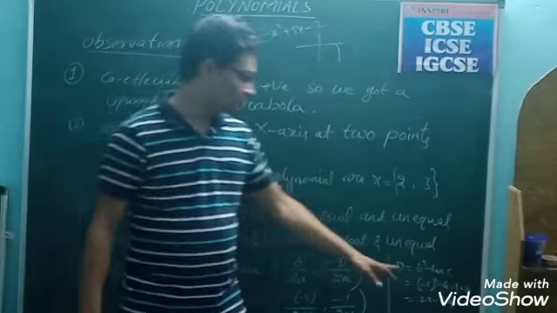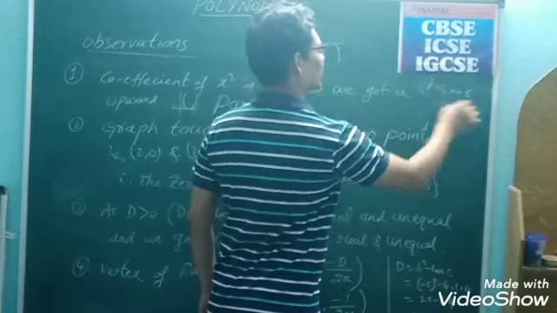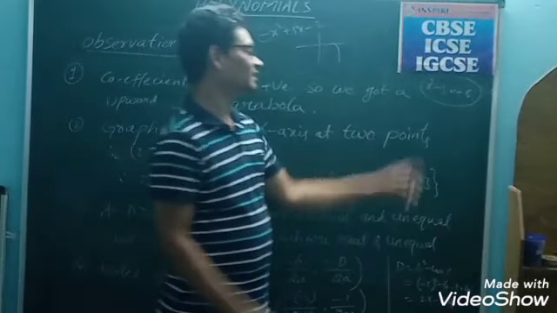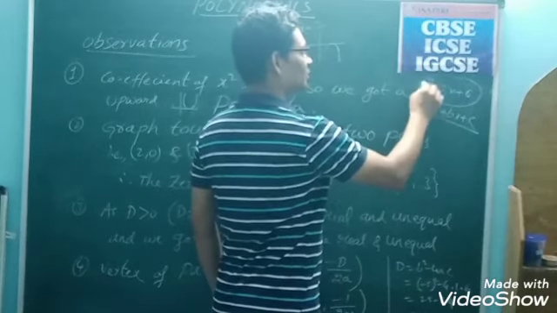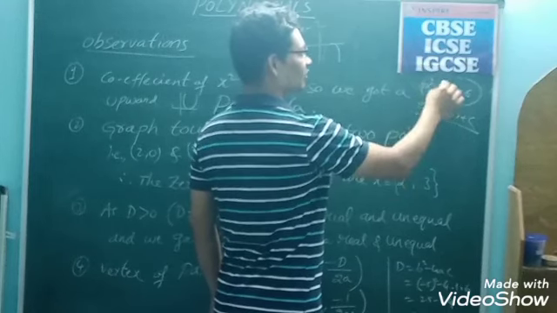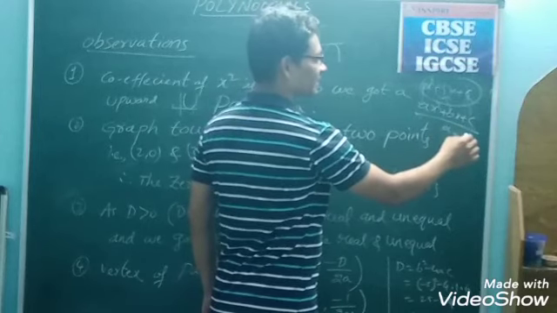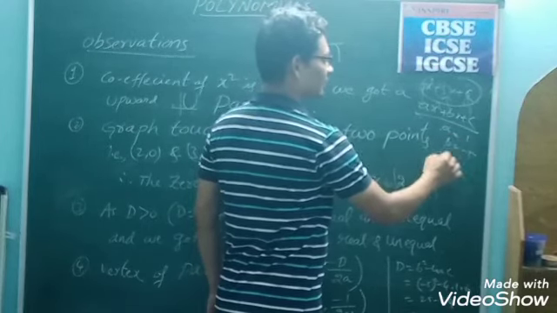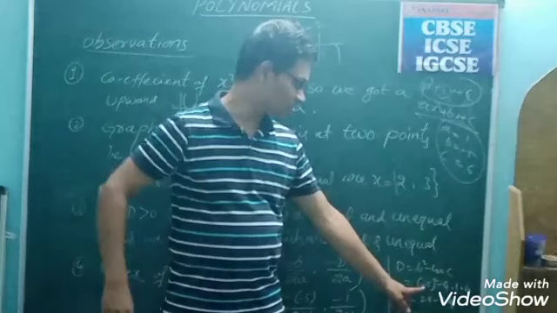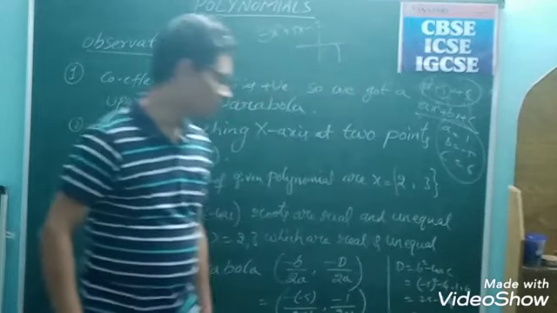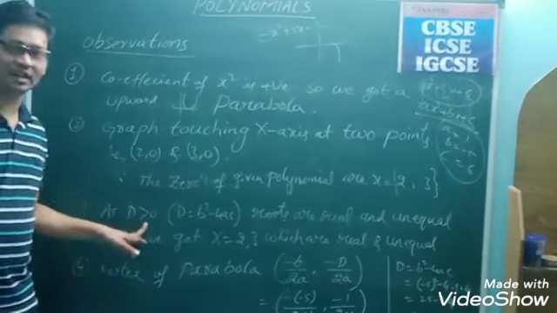So the polynomial x square minus 5x plus 6, if you compare it with ax square plus bx plus c, the coefficient of x square is a, the coefficient of x is b and the constant is c. So here in this case a is 1, b is minus 5 and c is 6. If you substitute these a, b, c values here, we get the value 1. This is known as the discriminant. This discriminant is 1, and 1 is greater than 0.